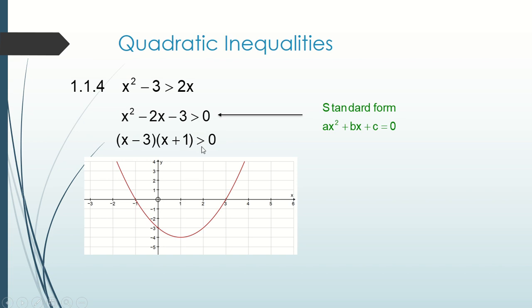So because you have greater than, that is above the ground. So that is from positive 3 to the right hand side and from negative 1 to the left hand side. And you can write your solution. So x is less than minus 1 or x is greater than 3. Look at the arrows. This one is pointing in the same direction as this arrow, as well as this arrow is pointing in the same direction as this arrow.